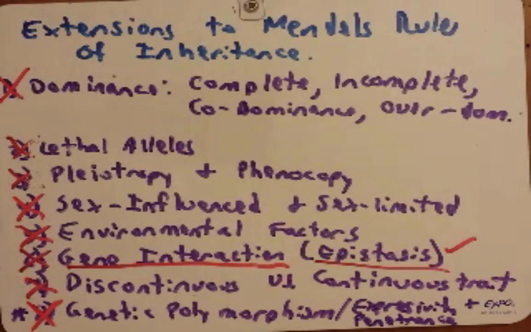These are all extensions to what Mendel would have predicted as far as the phenotypes are concerned. Remember, his genotypic predictions hold true. There's nothing wrong with that. And that's really what his predictions were. We just have to sometimes interpret the phenotype slightly differently.